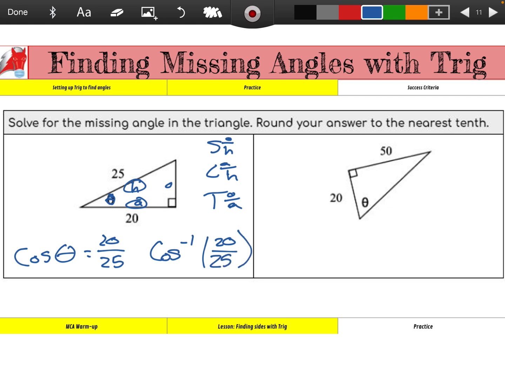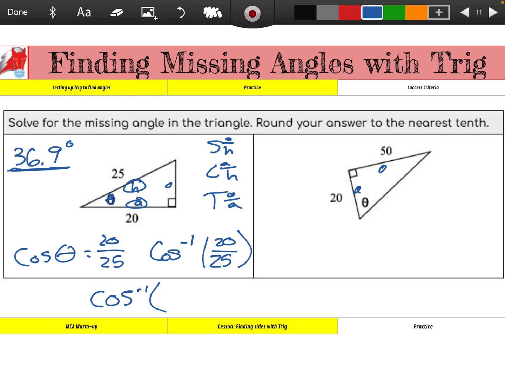So I go second cosine. You should see this on your calculator, and it's waiting for you. You put in 20 over 25, and I get, in my case, 36.9 degrees, to the nearest tenth again.